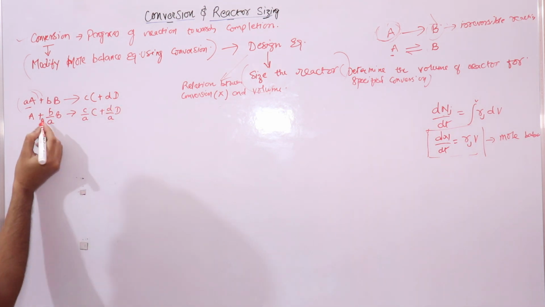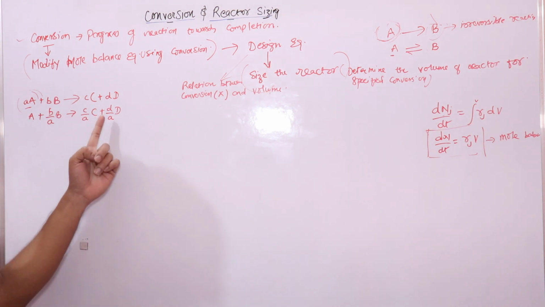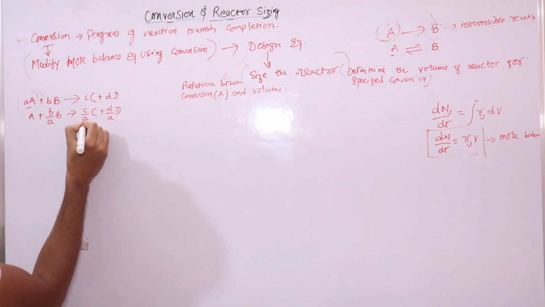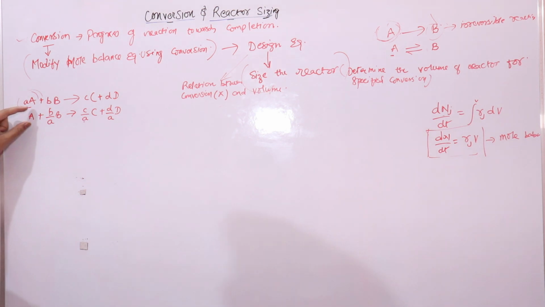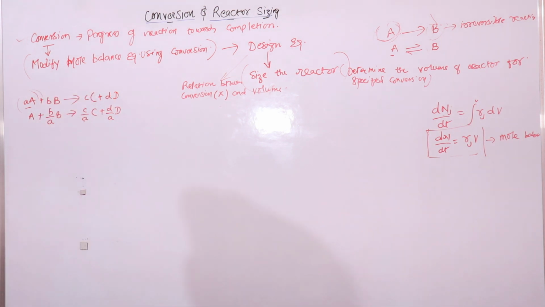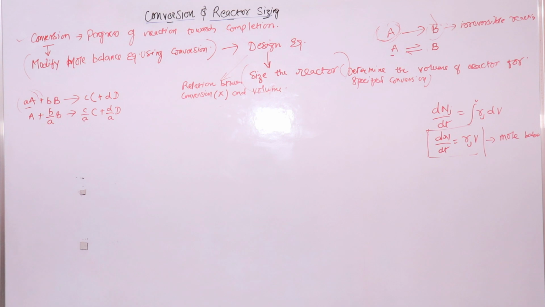What this equation is telling us is how many moles of C or D are formed from 1 mole of A, right? If we have 1 mole of A, how many moles of C are formed and how many moles of D are formed? This is what it means. So the next thing that we need to look at here is, because this is a chemical reaction, like we said in the first definition, conversion is the progress of reaction towards completion, right?